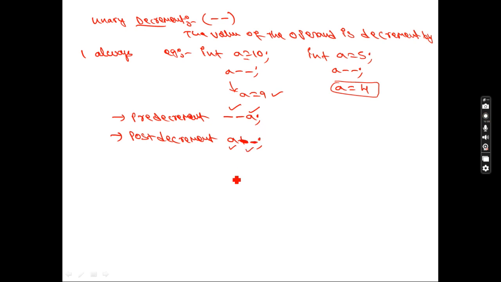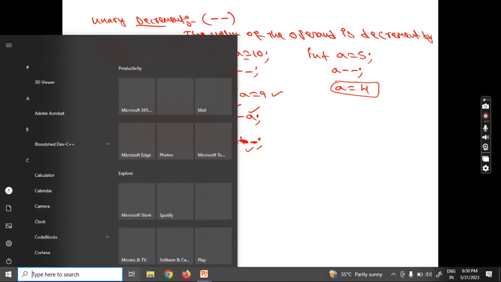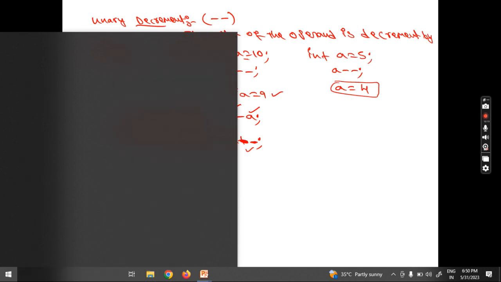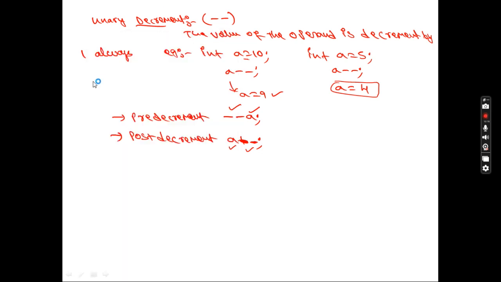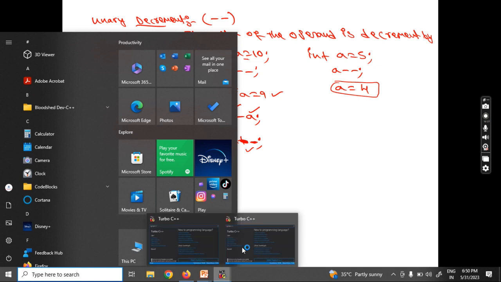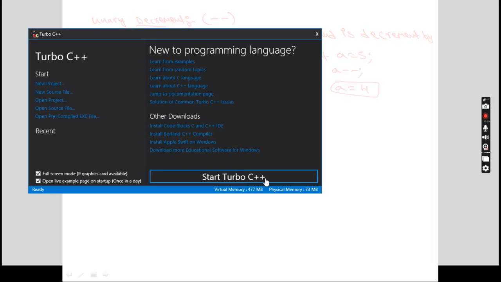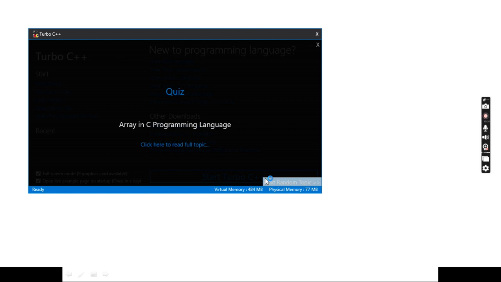Now the same thing which I explained, I am going to explain with a program. Just observe this program. Now I'm in the Turbo C software. Just observe this Turbo C program. You can download the software, and I have already uploaded how to download and how to install the software also. Just go through that video.